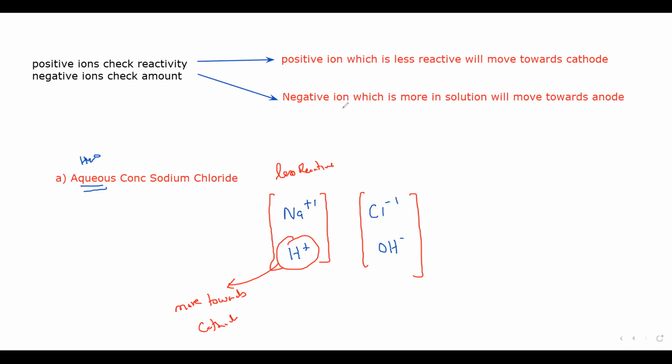Why are they able to move towards the cathode? Because less reactive means they are not able to react with anything. So if they are not able to react with any substance, they can easily move. Sodium ions are more reactive, so they stick with other ions, or they tend to react with other ions. So whenever a positive ion is there, the less reactive one moves.